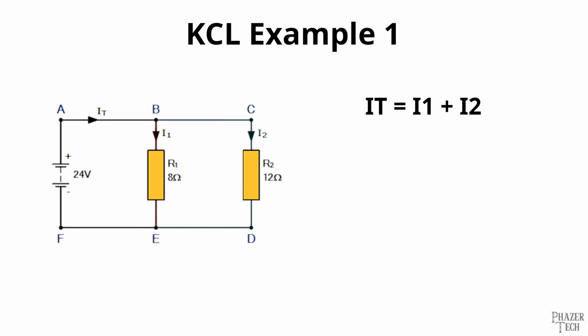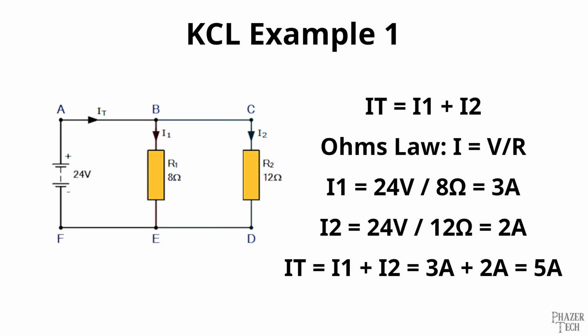Let's first start with KCL. We have this simple circuit here, and we want to find out the total current being used. At the junction B, we have two currents exiting, I1 and I2. According to KCL, if we calculate these two currents, then we can solve for the total current of the circuit, which is labeled IT. We can use Ohm's law to calculate I1 and I2 since we know the two resistor values and we know the supply voltage is 24 volts.